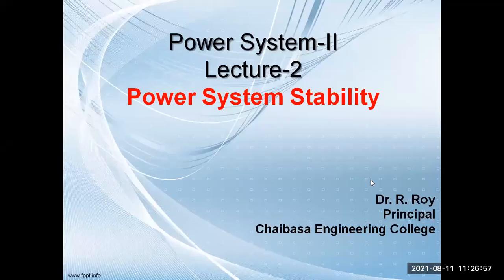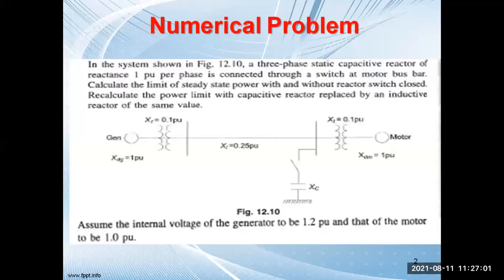So we'll continue with the power system stability because we have started this chapter. And we'll take up a numerical. This problem we have not taken, I think, if you can remember. So the problem is: in the system shown in figure.